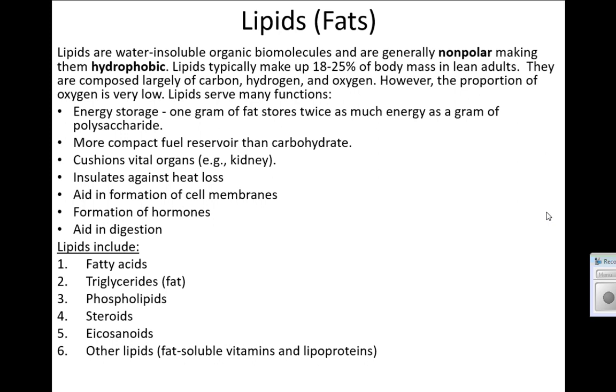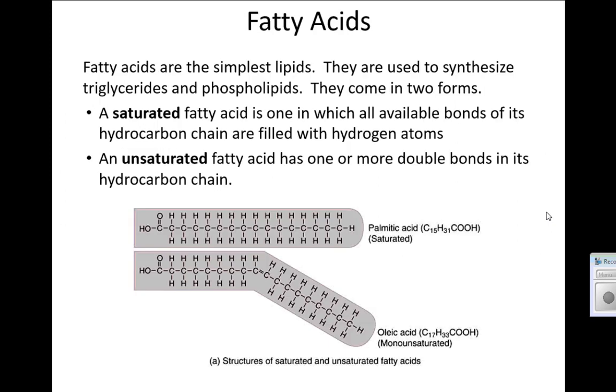It cushions vital organs like our kidneys, and insulates against heat loss, that would be the fat that's beneath our skin. It's involved in formation of our cell membranes, we'll talk about phospholipids next time, and formation of hormones, if you've ever heard of testosterone or estrogen. Okay, those are an example of fatty hormones. And some of our fats actually aid with digestion. There are 6 different types of fats that we're going to talk about.